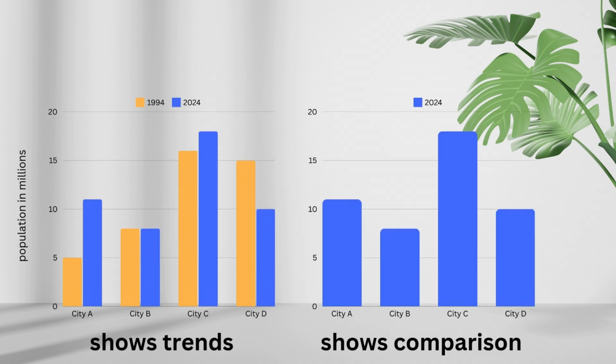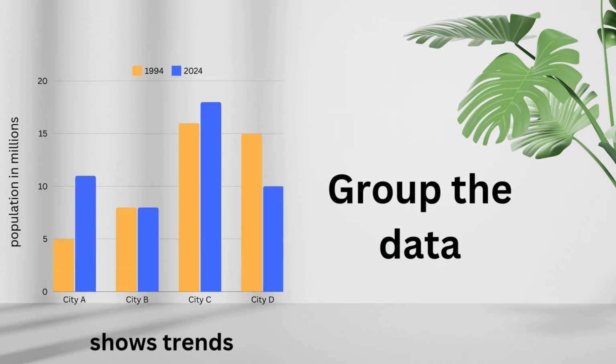Now, once we have analyzed our chart, we have identified that this is a type of chart where we have to discuss trends, where we have to discuss change in data over a period of time. Then our next step is to group the data.